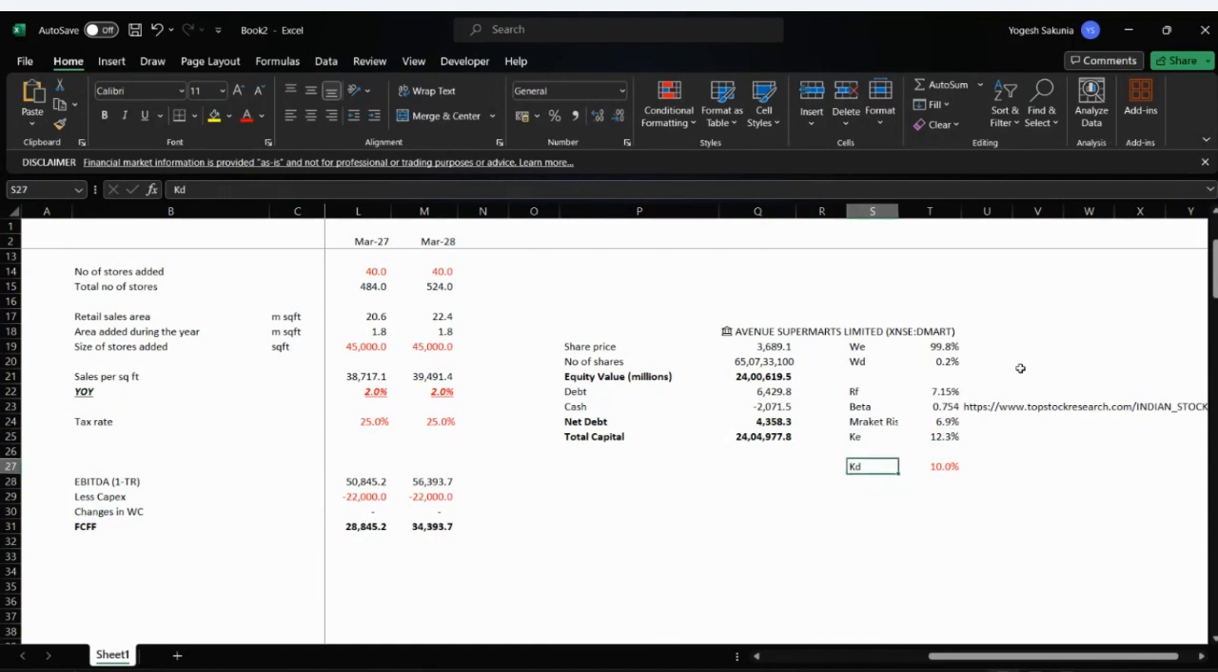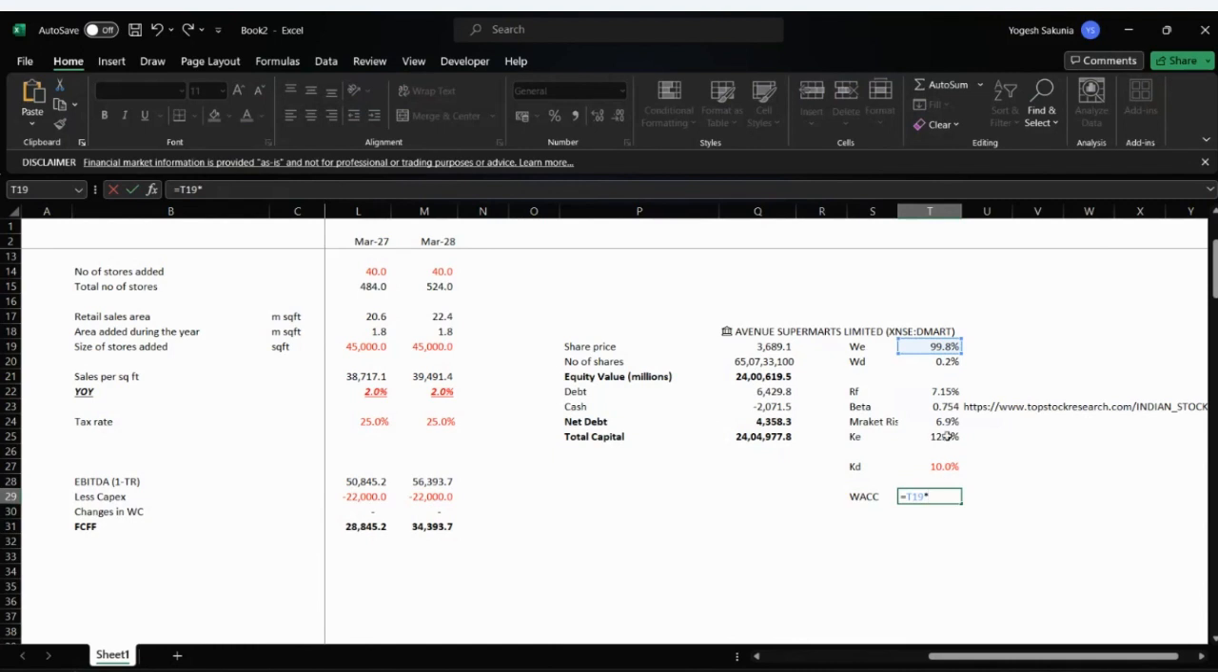Yeah, cost of debt is this, and then we can also find WACC, weighted average cost of capital. It is weight of equity into cost of equity plus weight of debt into cost of debt into 1 minus tax rate. I will put the tax rate here, so I will just link it to this one.